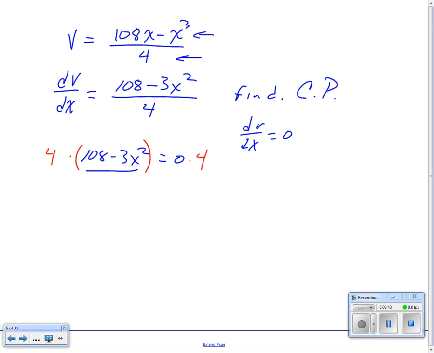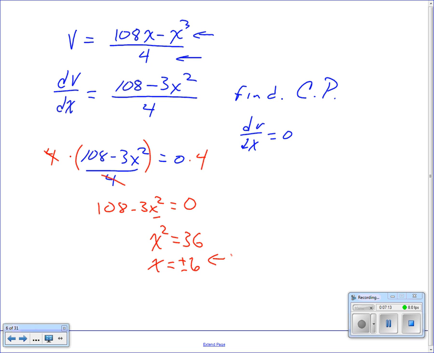I forgot that this was over 4. That was the point of multiplying by 4, and these 4s will cancel. And we end up with 108 minus 3x squared equals 0. Our goal is to solve for x. We can subtract the 108 from both sides and divide by -3. That will leave us with x squared equals 36, and then x will be plus or minus 6.